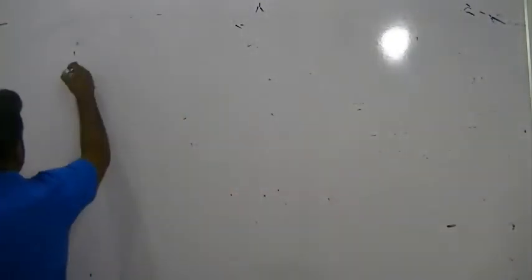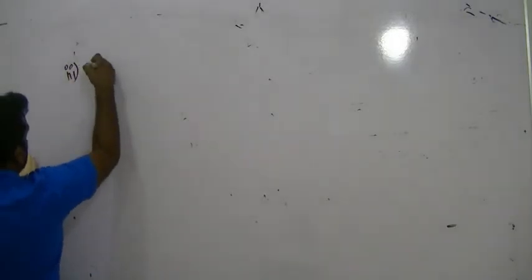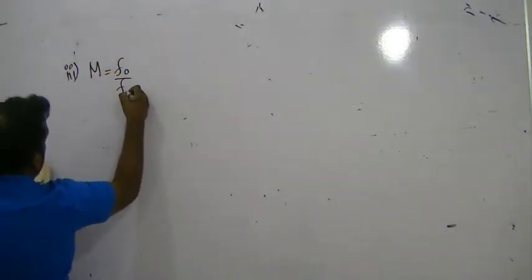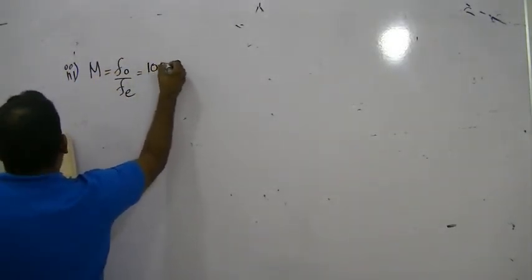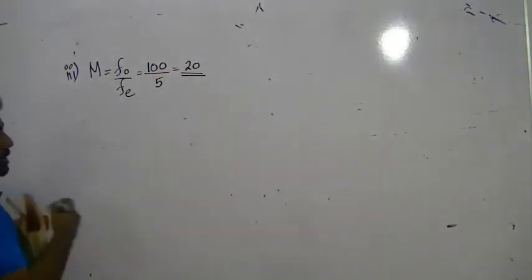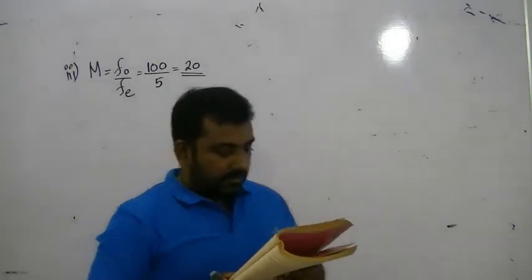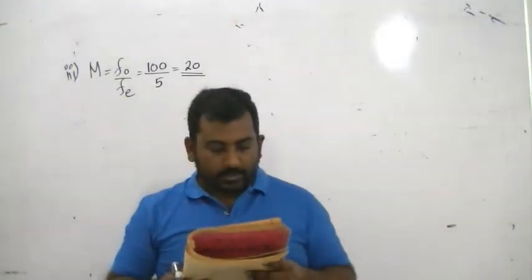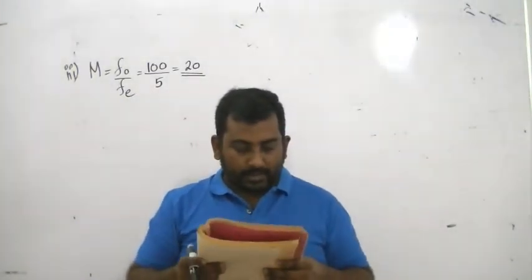Okay. Roman 2. When the telescope is used in normal adjustment position, where will the final image be formed? It will form at infinity. What is the magnifying power of the telescope in normal adjustment? Directly we can write this in a structured way, F naught to Fe, 100 divided by 5, you will get what? Magnification 20. 100 divided by 5, magnification 20.